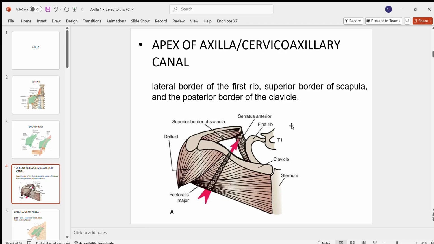Now, first of all, we'll discuss the apex of axilla. The apex of axilla is also called the cervico-axillary canal. It is bounded medially by the outer border of the first rib, posteriorly by the superior border of the scapula and the medial part of the coracoid process, and anteriorly by the posterior border of the clavicle. So this triangle is the apex of axilla, bounded medially by the first rib, anteriorly by the clavicle, and posteriorly by the scapula. This triangular area forms the apex of axilla, and this is also called the cervico-axillary canal.